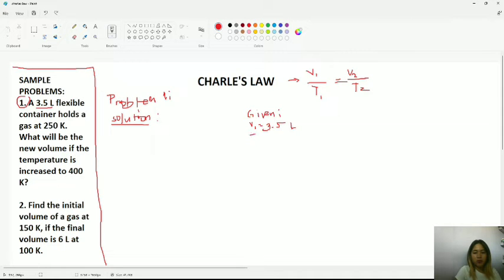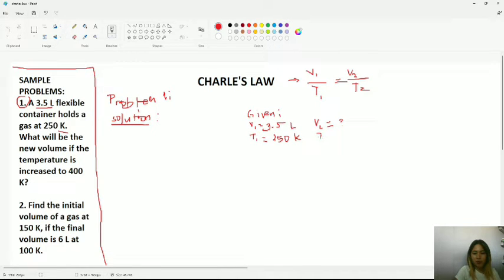By the way, in solving this gas law, the temperature needs to be in Kelvin. So, okay, we don't need to convert from degrees Celsius or degrees Fahrenheit to Kelvin, because the unit is already K, which denotes Kelvin. So, we go straight ahead without converting. 250 Kelvin is the initial temperature. And the final volume, what will be the new volume? This is what the problem asks, the final volume.